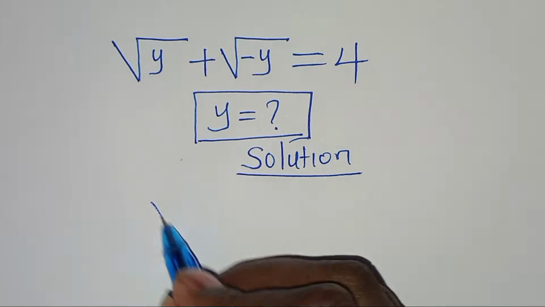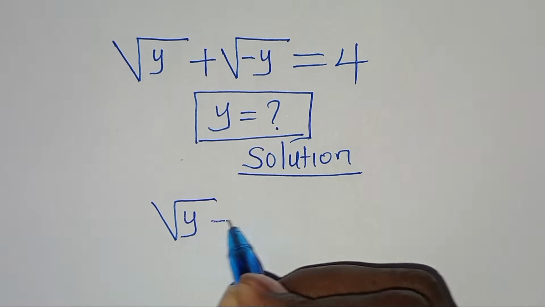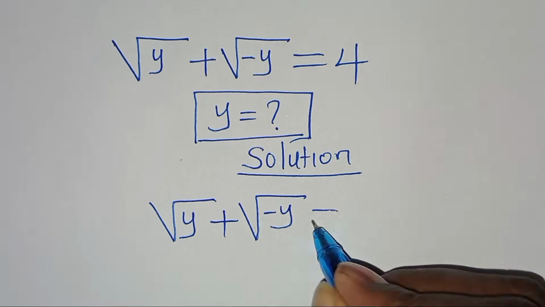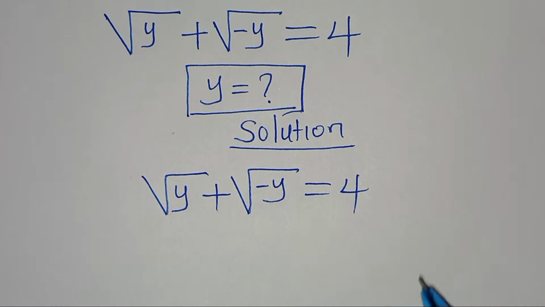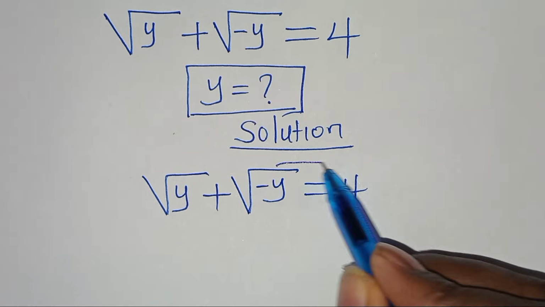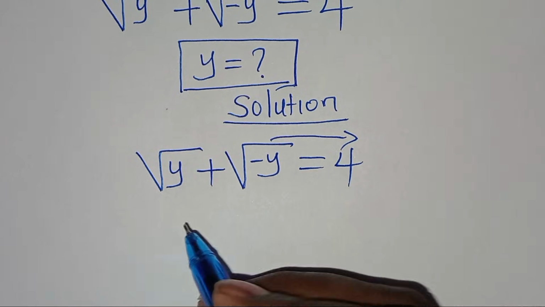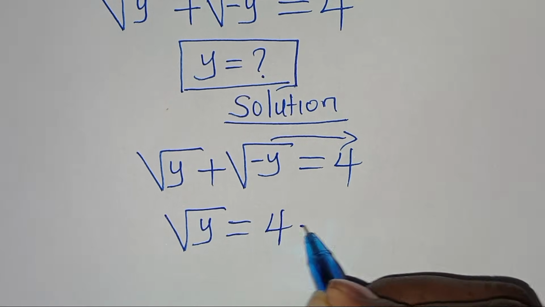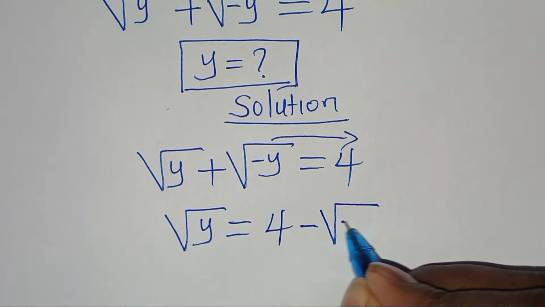We have the square root of y plus the square root of minus y, which is equal to 4. Now the first step is to take the square root of minus y to the right hand side, so that we have the square root of y equal to 4 minus the square root of minus y.